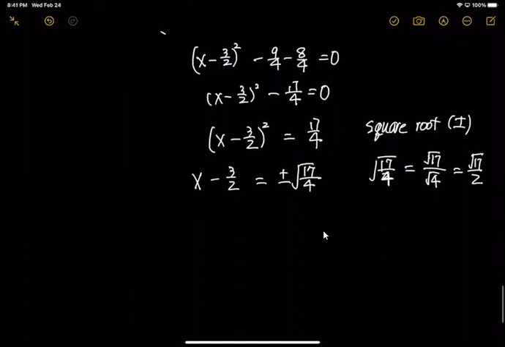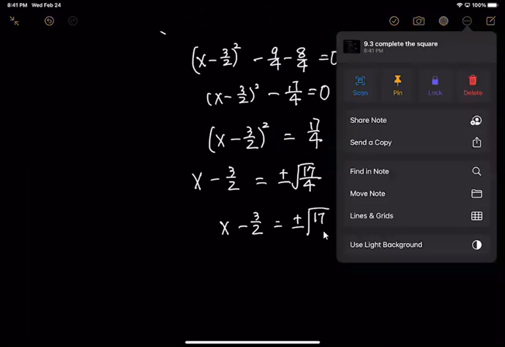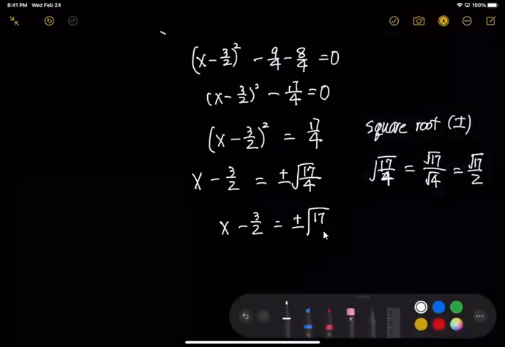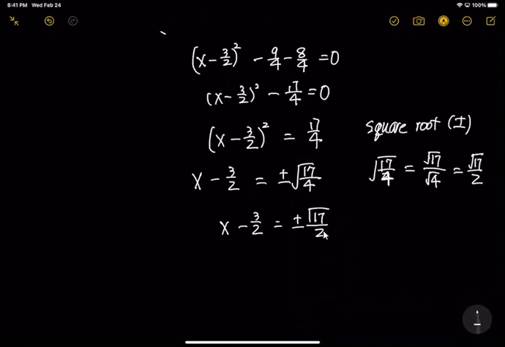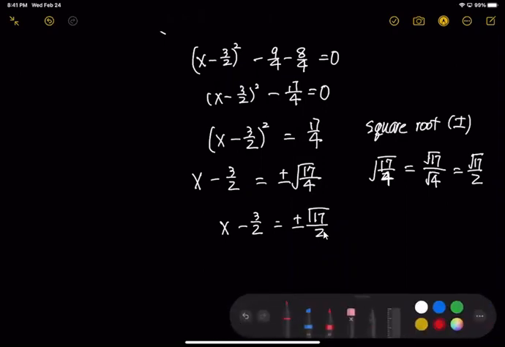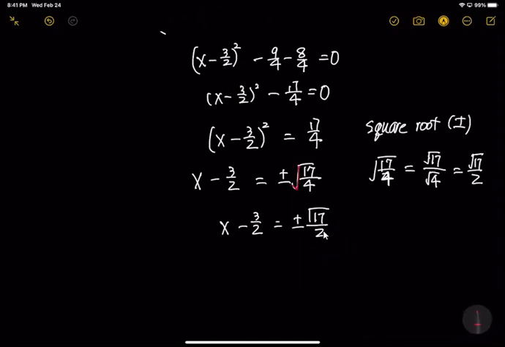Okay, so the solution should be x minus 3/2 equals positive and negative square root of 17, over 2. So be careful about the square root symbol. Look, the first one includes the denominator, so you want to write the symbol bigger to include the denominator. When you simplify it, it won't include the denominator, so you want to write it smaller.